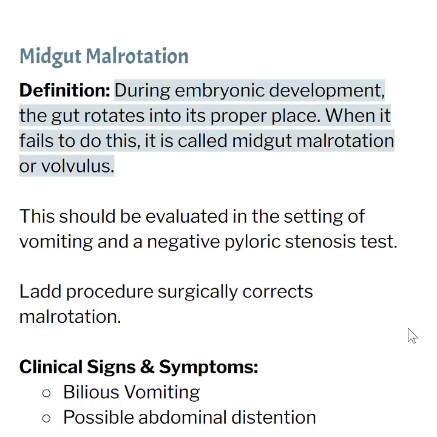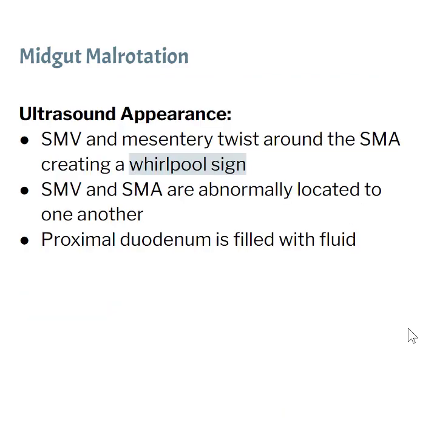So if we have that patient that has been vomiting, their pyloric stenosis test is negative, it's really quick to look for midgut malrotation if you know how to do it. So the whirlpool sign is associated with the ultrasound appearance of midgut malrotation. It happens because the superior mesenteric vein and the mesentery twist in the wrong direction, and it swirls everything, causing that whirlpool sign. On ultrasound, we'll also be able to identify that the SMV and the SMA are abnormally located to one another. And then lastly, we'll probably see some fluid in the proximal duodenum.